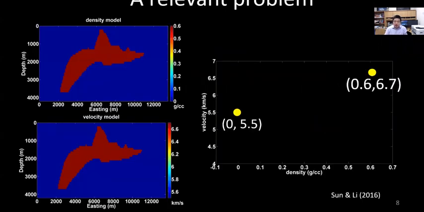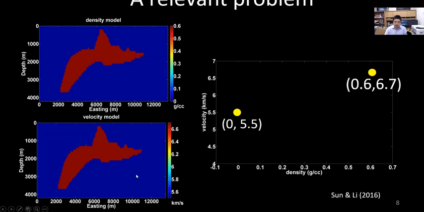Here's another relevant problem in the context of integrated imaging of multiple types of geophysical data. On the upper left here, this is a simple density model. I just use the SEG salt model and modify it a little bit. In this case, we have a zero background, a sedimentary background with zero density contrast. And for this salt body, the density contrast is about 0.6 g per cc.